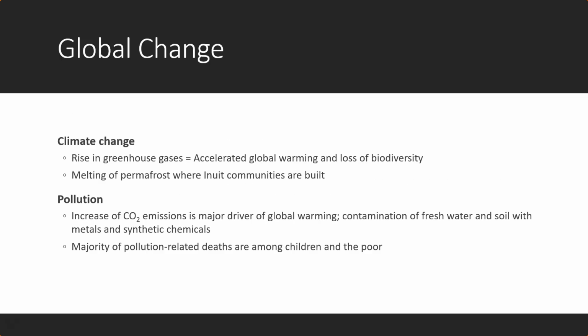Climate change, so this is the rise in greenhouse gases, also the melting of the permafrost where First Nation communities are built on, right? So how does that climate change impact them? And pollution, right? So increase of CO2 emission is a major driver of global warming, fresh water, soil, metal, chemicals. The majority of pollution-related deaths are among the children and poor.